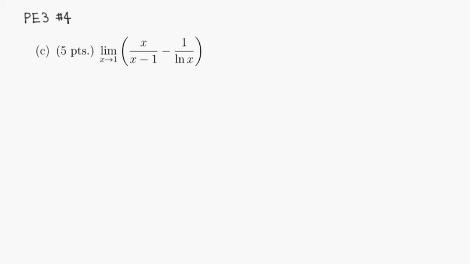Alright, let's look at practice exam 3, problem number 4, part C. Limit as x approaches 1. You can see that the first term, the top is going to go to 1, and the denominator is going to go to 0. So 1 divided by 0, so the first term is going to approach infinity.